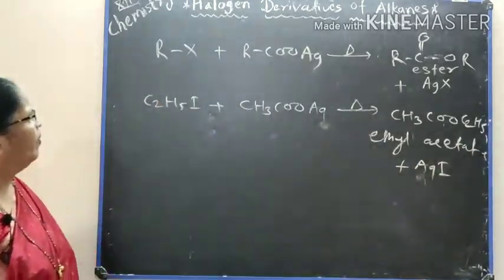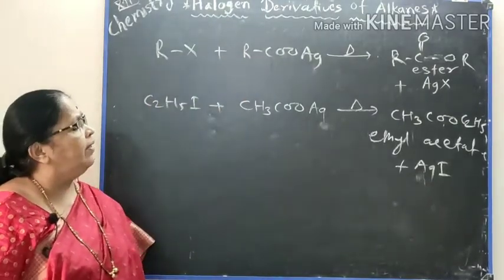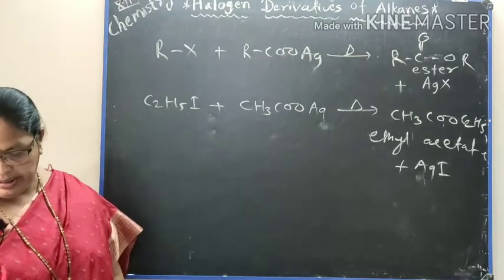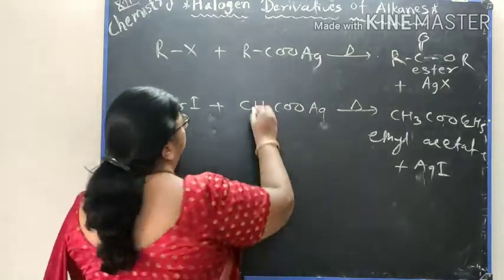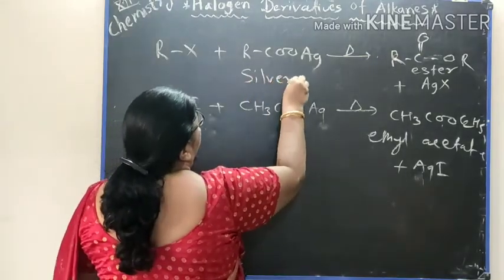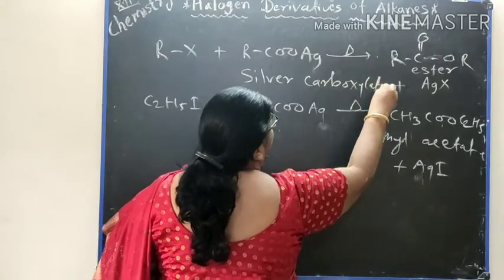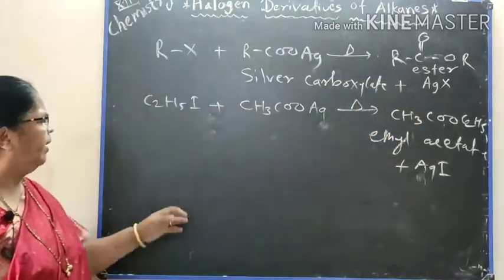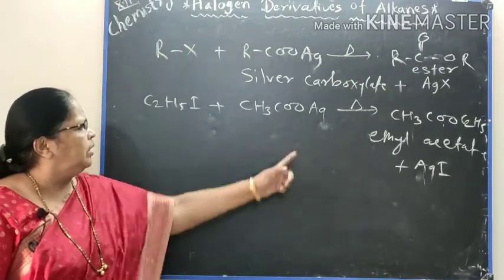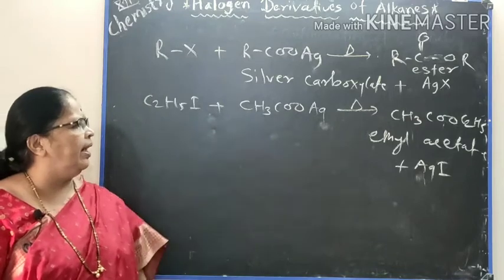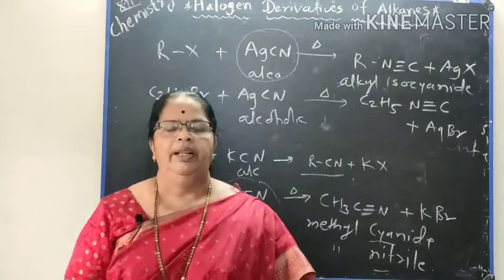Once again see here, when alkyl halide is treated with silver salt of carboxylic acid, that is called silver carboxylate. It gives ester with silver halide. Example, ethyl iodide is treated with silver acetate. After heating it gives ethyl acetate.